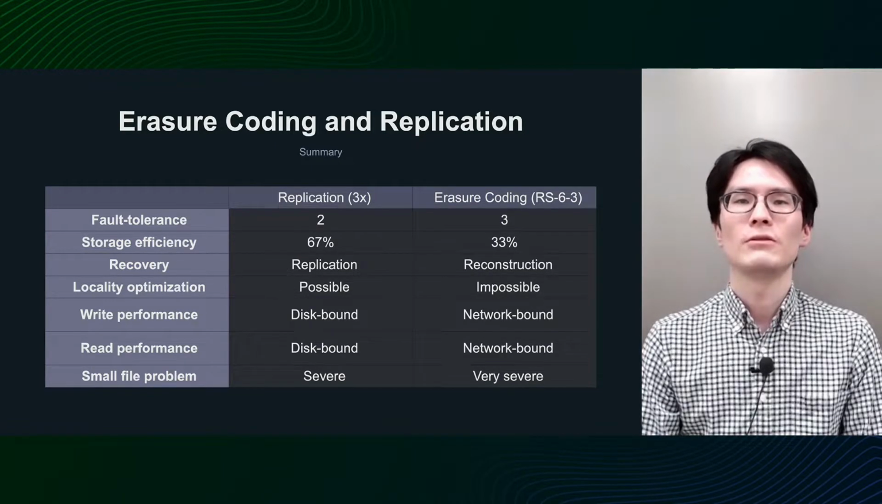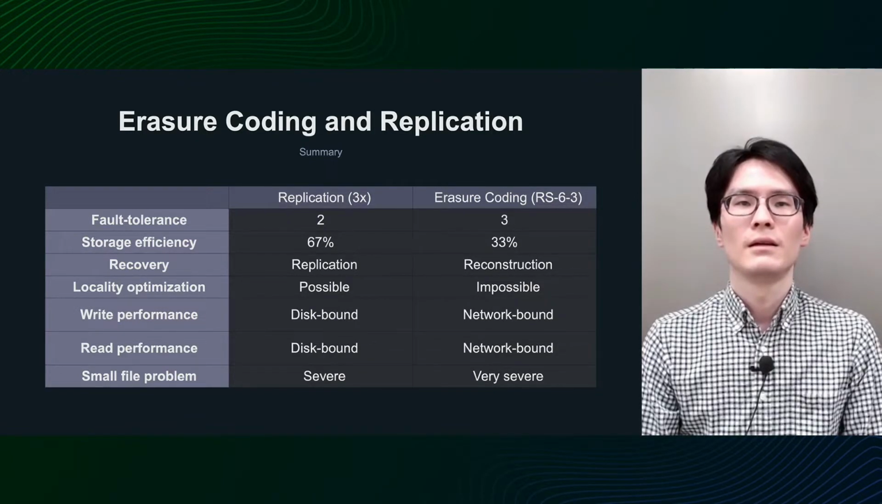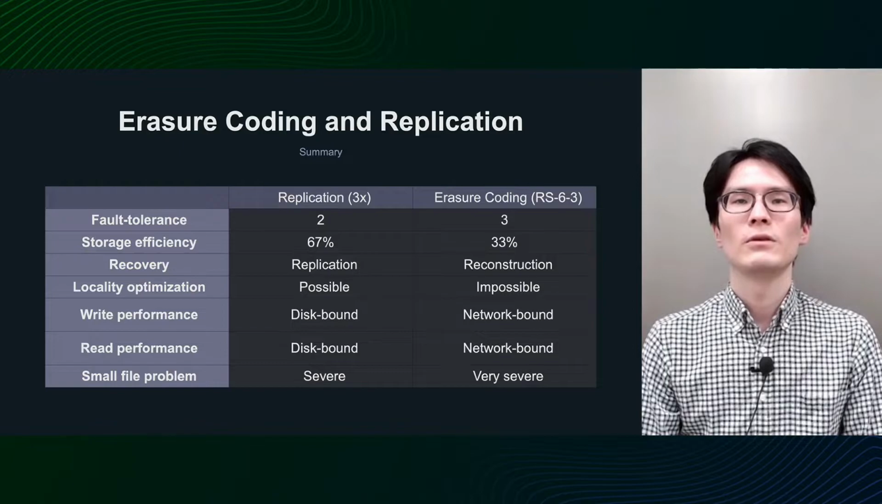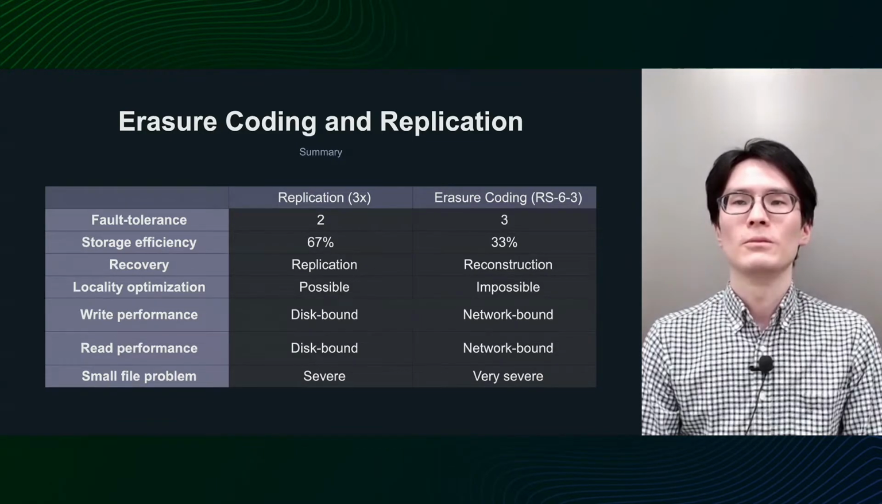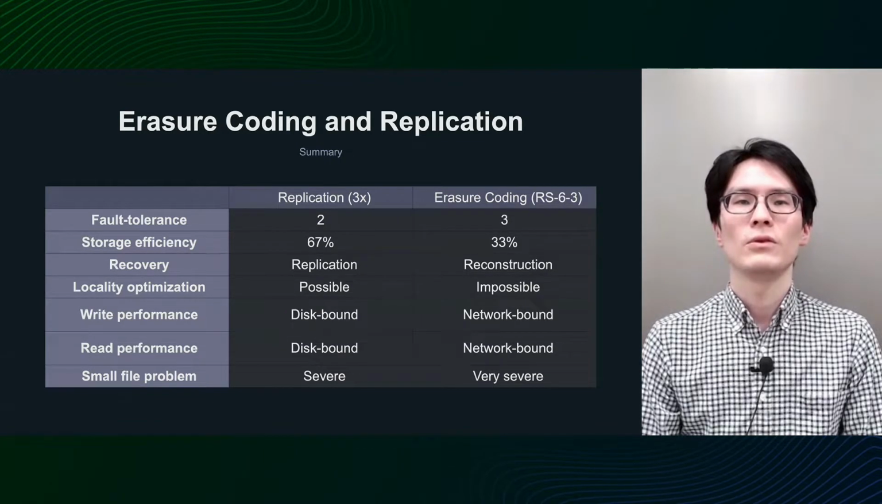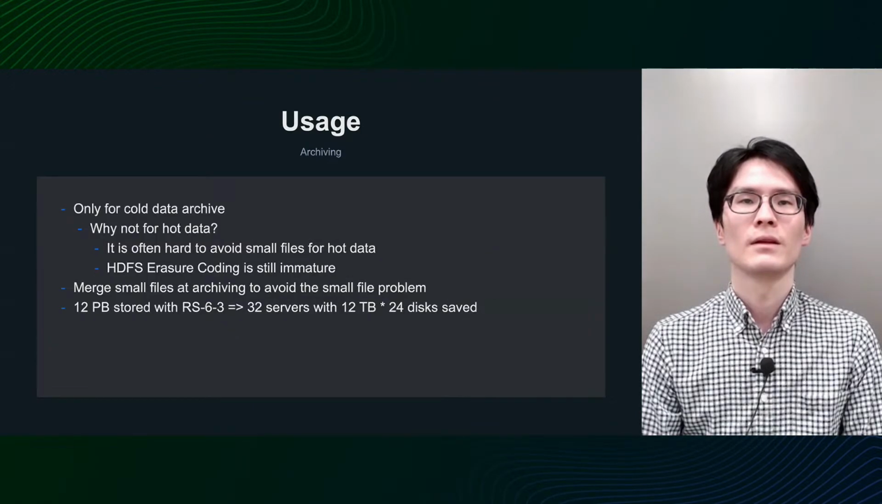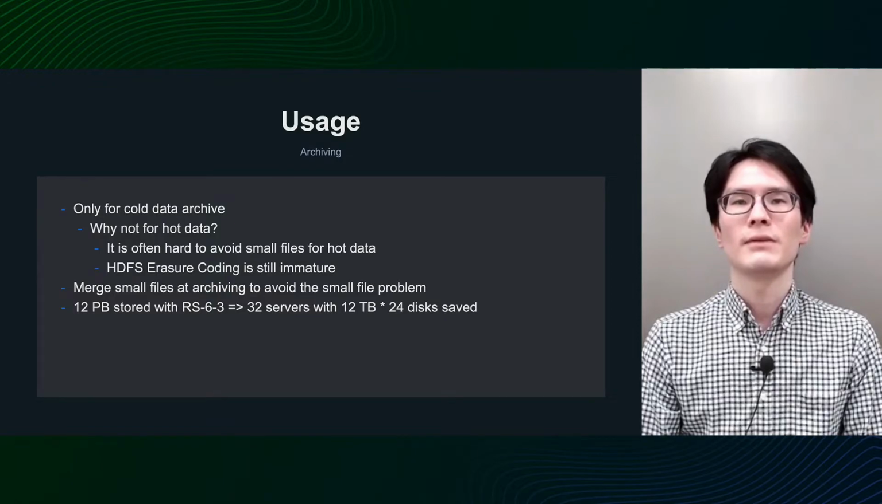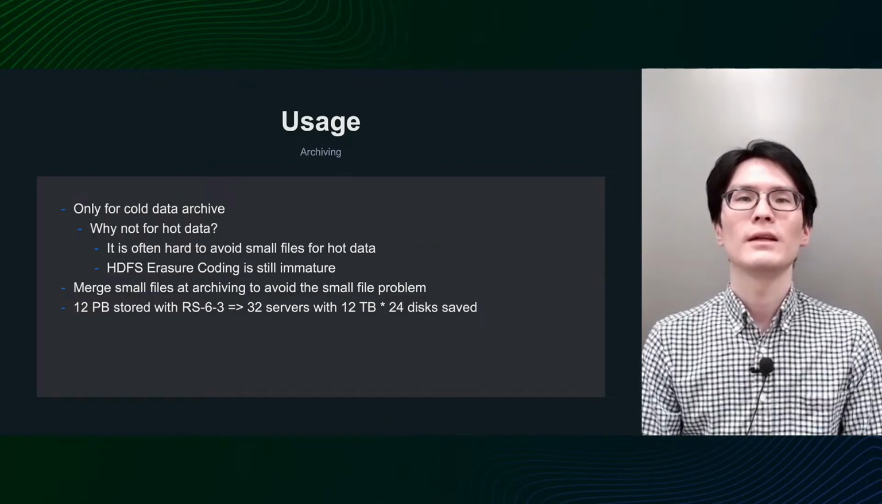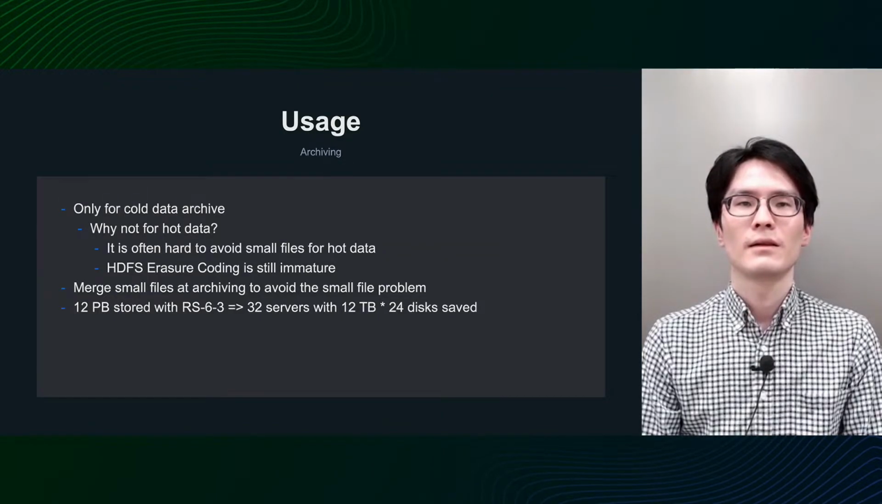When running erasure coding on a large scale, it is important to be careful about storing small files. In the case of replication, only 3 blocks are generated, but in the case of RS63 erasure coding, 9 blocks are generated even for small files, which increases the load on the namenode. In order to avoid the load caused by small files, LINE is applying erasure coding to cold data where the file size can be easily controlled.